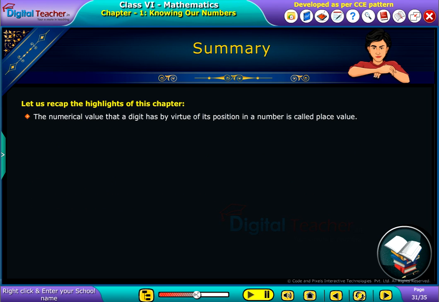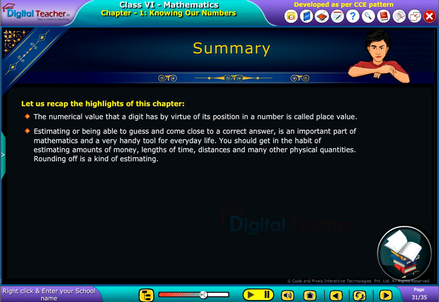The numerical value that a digit has by virtue of its position in a number is called place value. Estimating or being able to guess and come close to a correct answer is an important part of mathematics and a very handy tool for everyday life. You should get in the habit of estimating amounts of money, lengths of time, distances, and many other physical quantities. Rounding off is a kind of estimating.